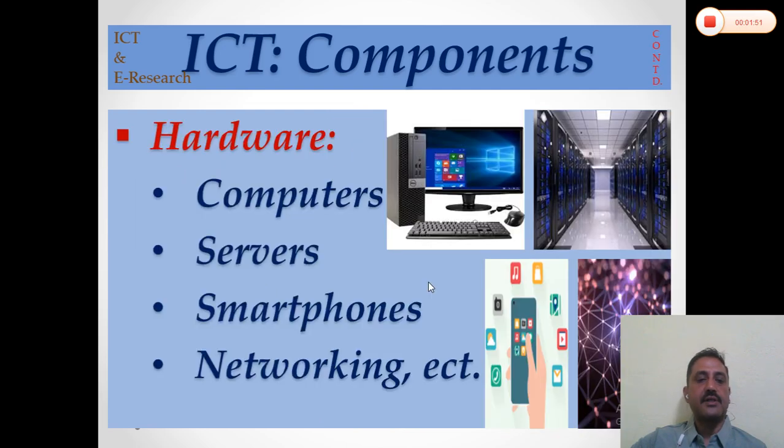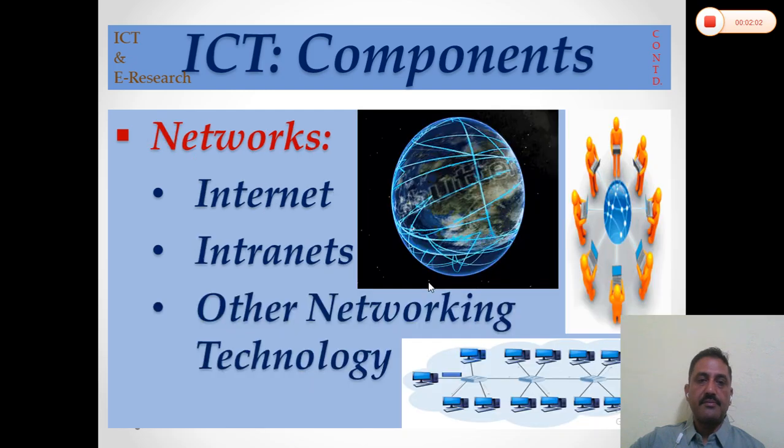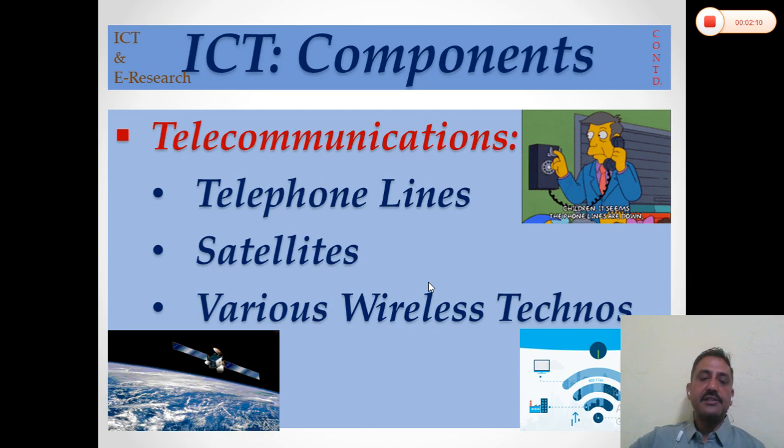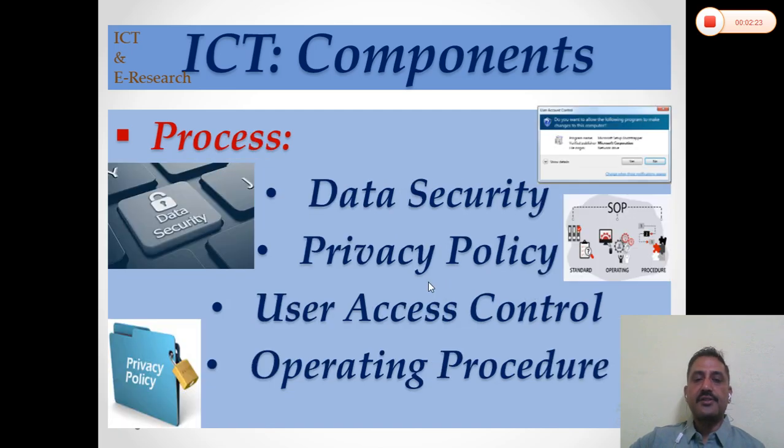Hardware stands for computers, servers, smartphones, networking, etc. Similarly, software indicates the applications and operating system. Networks refer to the internet, intranet, and other networking technology. Telecommunication includes telephone lines, satellites, and various wireless technologies. Data refers to text, image, audio, video, content, and databases. The process stands for data security, privacy policy, user access control, and operating procedure.